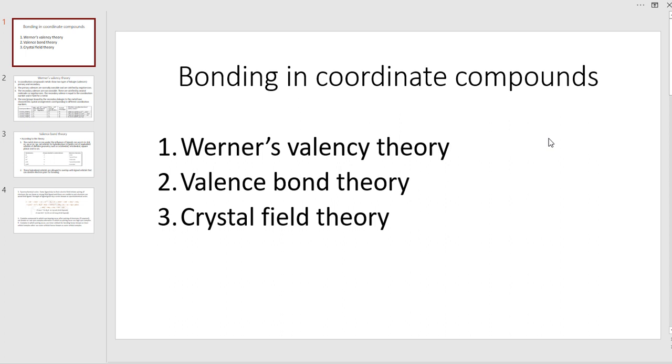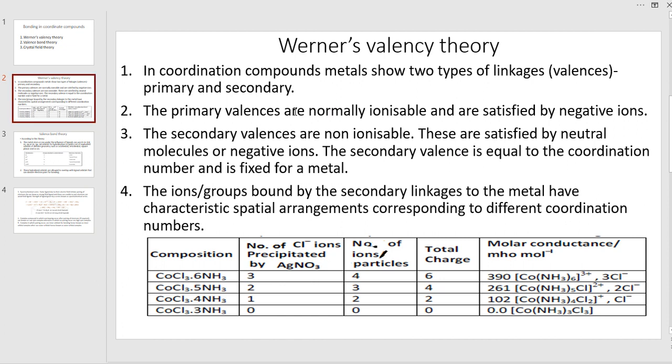The first is Werner's valency theory. The other one is valence bond theory. And the last one is crystal field theory. Right. The first theory is Werner's valence theory.